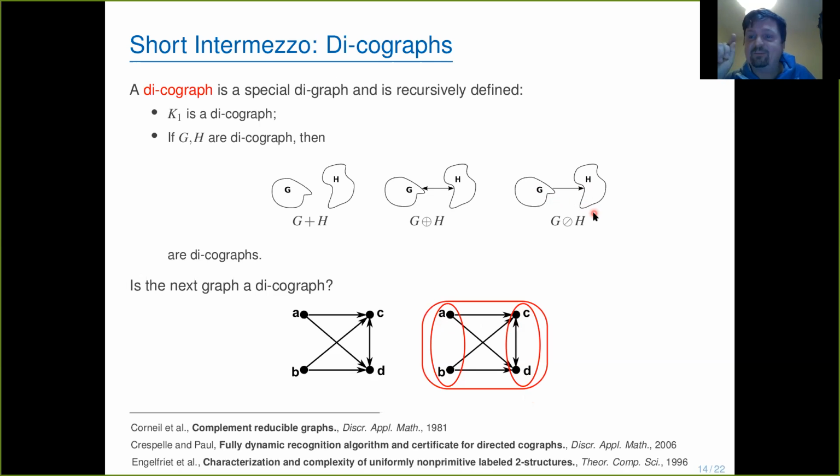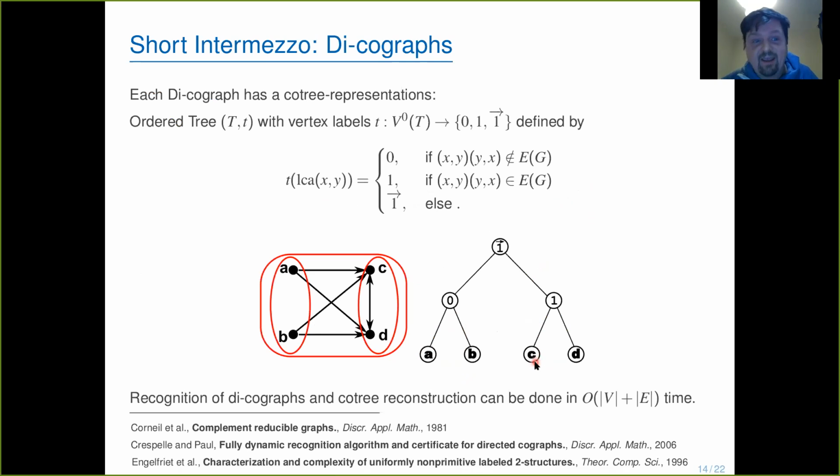But we have learned something more. There is a hierarchical structure in there based on the operations that I have used. And the hierarchical structure defines a tree. And in fact, every Dico graph has a unique cotree representation. And this is now, in contrast to edge-labeled trees, a vertex-labeled tree. Okay, so this is a tree representation of this Dico graph.